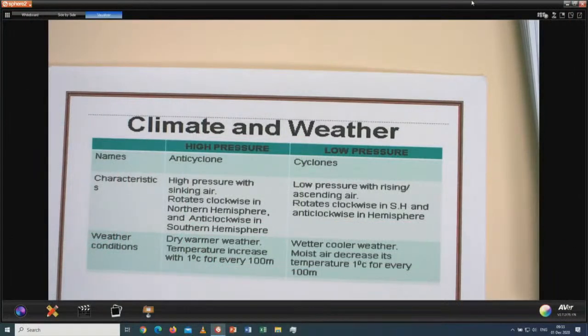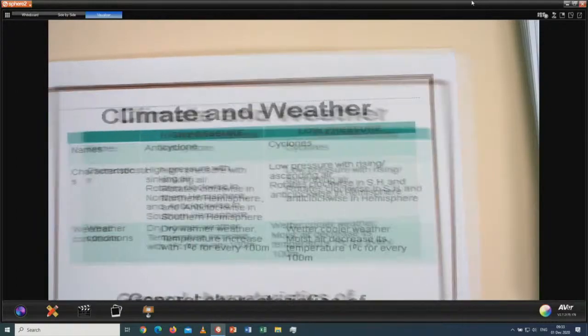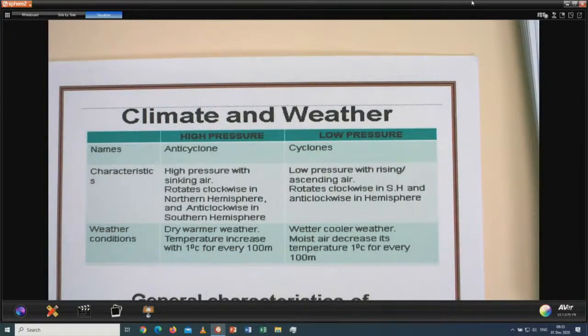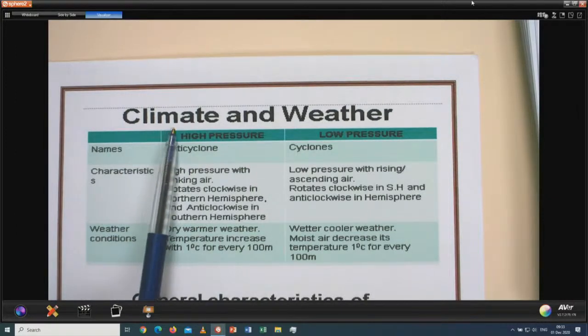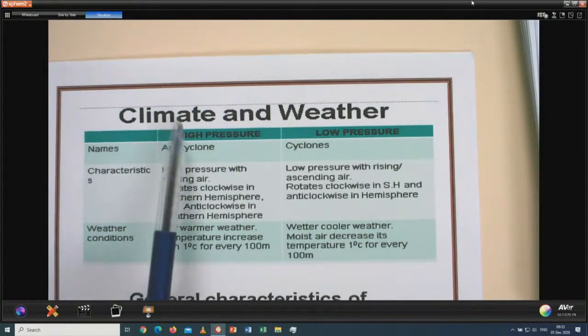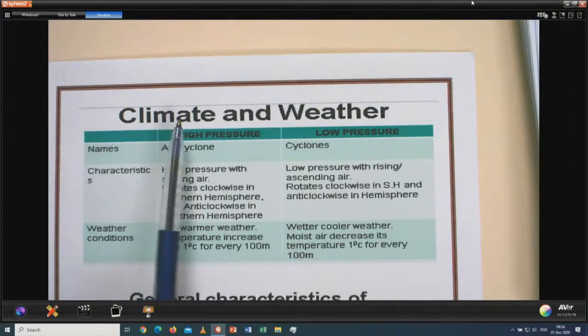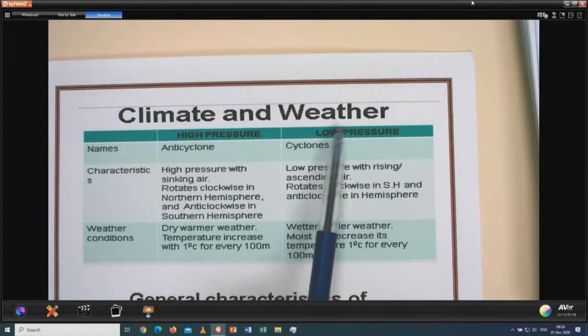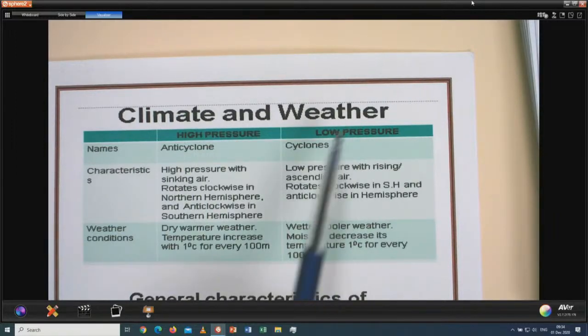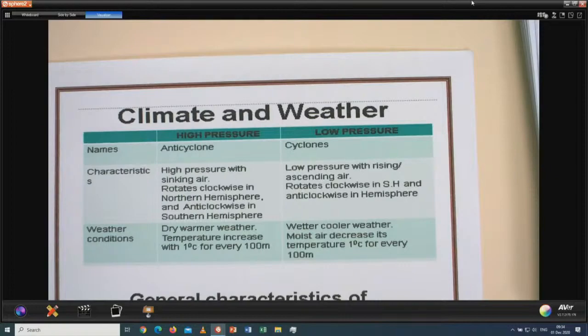I'm not going to do everything because, like I said earlier, under climate and weather, I really hope that you know the difference between climate and weather. Climate is the changes in the atmosphere over a longer period of time. Weather happens over a short period of time on a daily basis. So it is important as a geographer to know that.